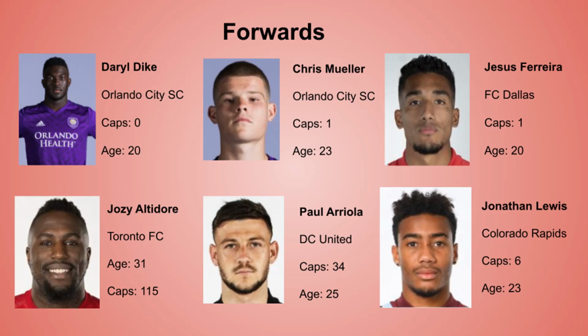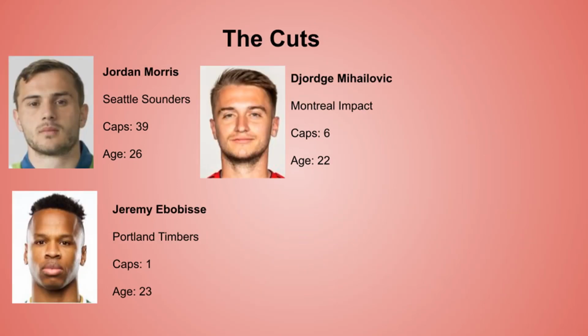Jozy Altidore and Daryl Dike will jostle for that number 9 spot, and Paul Arriola and Chris Mueller will very likely start at both wings. The cuts are Jordan Morris, Jeremy Ebobisse, and Georgi Mihailovic. Obviously, Morris got cut because he was going to Swansea, and that deal has been finalized.